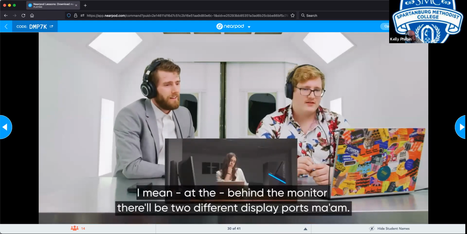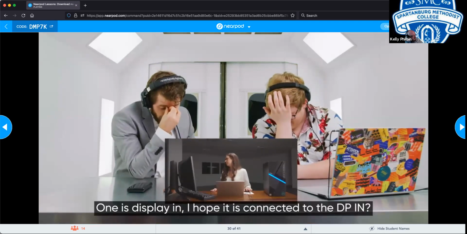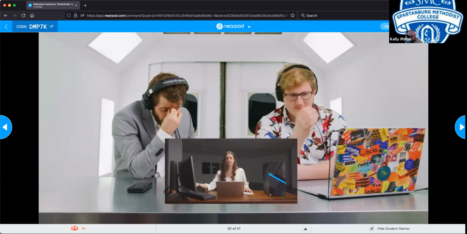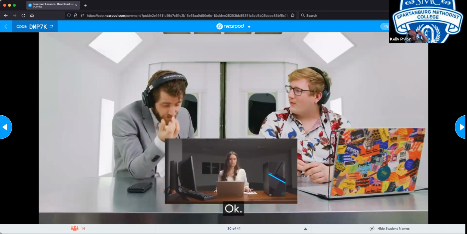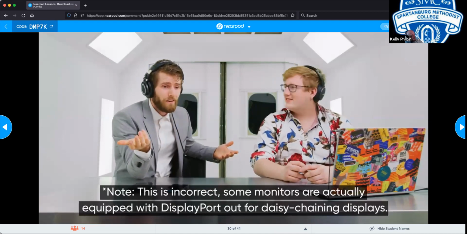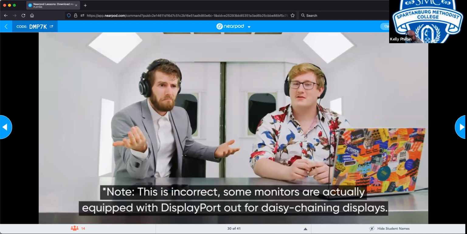I mean, at the back of the monitor, there'll be two different display ports, ma'am. One is display in. My God. I hope it is connected to the DP in. We are still on the monitor. And he's saying there's DisplayPort out. Okay. There's no DisplayPort out. What monitor has DisplayPort out? Which monitor has DisplayPort pass through? I can pretty much guarantee there is none.